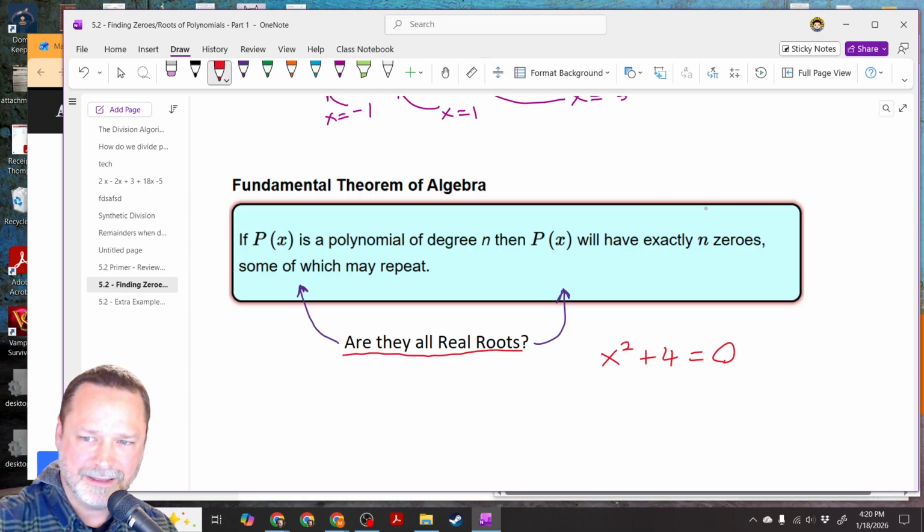So a polynomial of degree n will have n zeros. But some of those zeros could be complex numbers. So don't assume they're always going to be real. Just the examples we did were real.